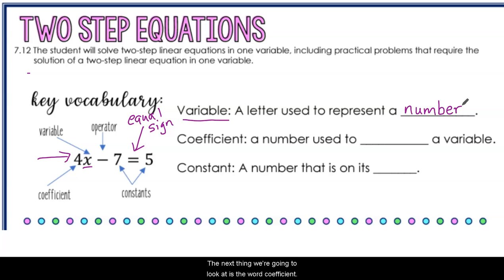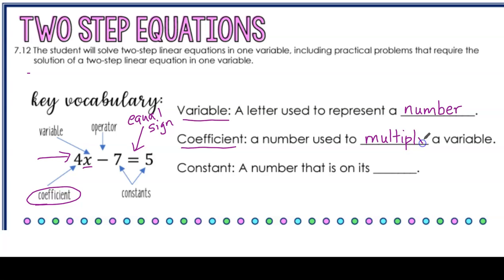The next thing we're going to look at is the word coefficient. The coefficient is the number that's next to the variable. And when you have a number next to a variable, it means you're going to multiply. So the coefficient is a number used to multiply a variable.